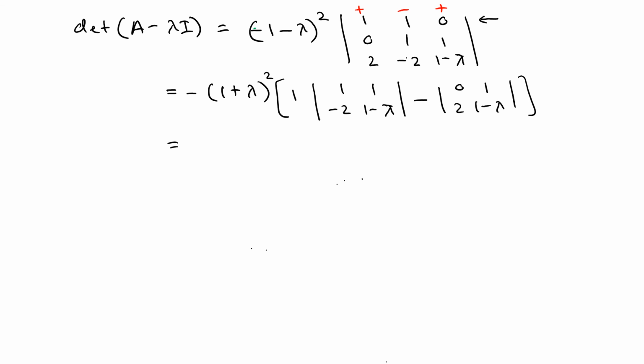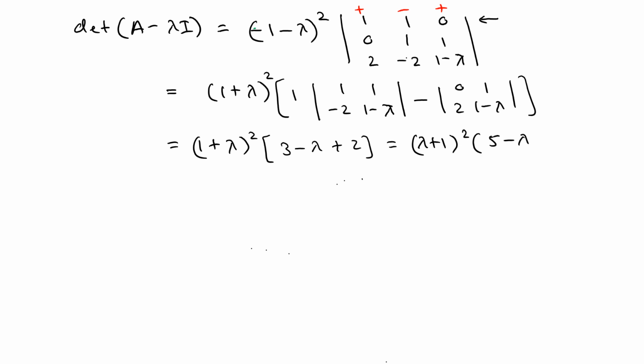So you can see that there's no negative sign here. So that's what we have, and then we have 1 plus lambda. We can say this is square. So when you simplify the first one, you're going to get 3 minus lambda. When you simplify the second one, you're going to get plus 2. So that means this is lambda plus 1 squared, 5 minus lambda, which is equal to 0.